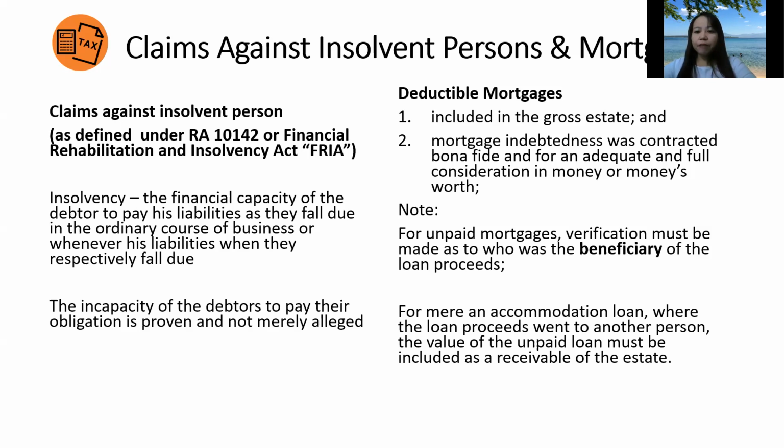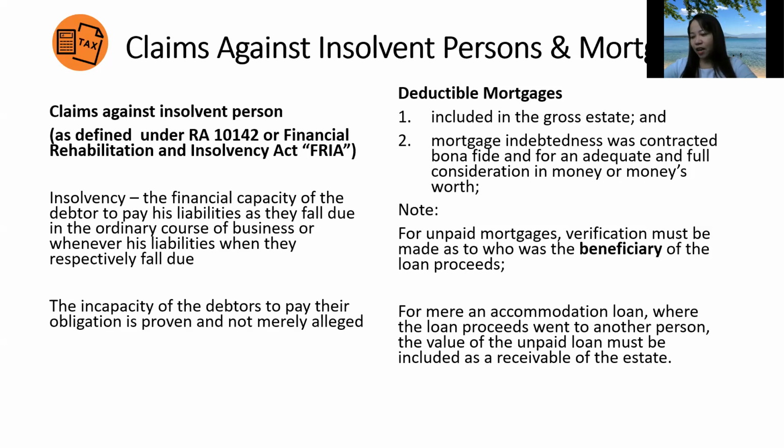For unpaid mortgages, okay, it must be verified that the money really went to the decedent. The one who benefited from that mortgage is the decedent. Because if there's proof that the decedent did not get any money or it's a mere accommodation loan, then you know accommodation loan, right? The decedent let someone use his name to obtain a loan. If that's a mere accommodation loan and the decedent did not receive the proceeds of the loan, then that mortgage will not be a deductible expense from the gross estate.